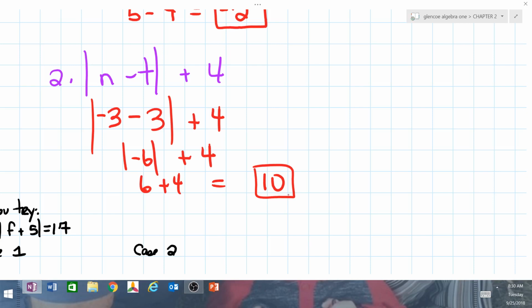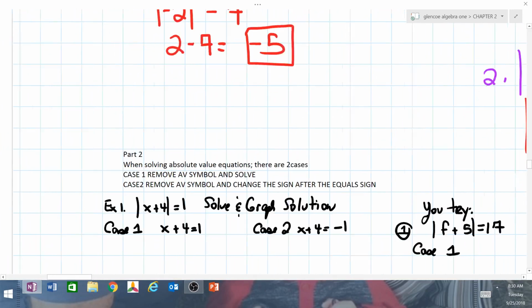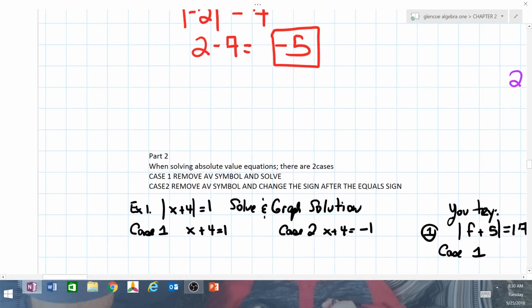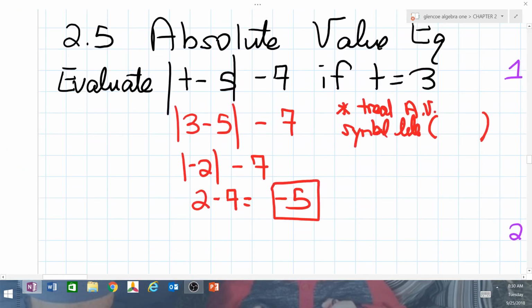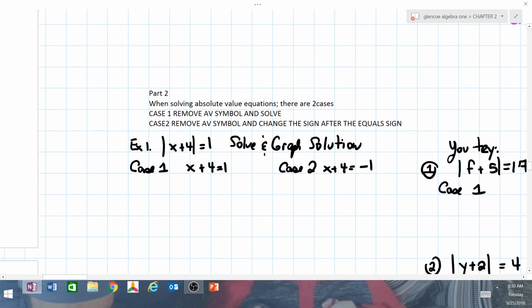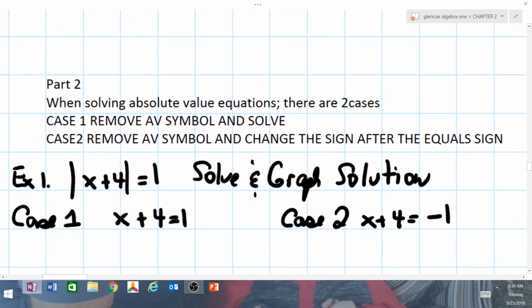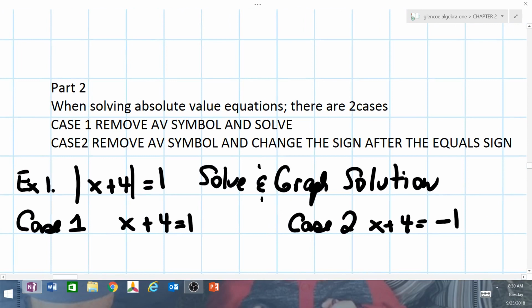Are you sure? Okay, let's go ahead and look at our next example that I want to talk about. This next set of rules is on page 8 in your notes. When solving absolute value equations, there are 2 cases. Case 1, remove the absolute value symbol and solve.